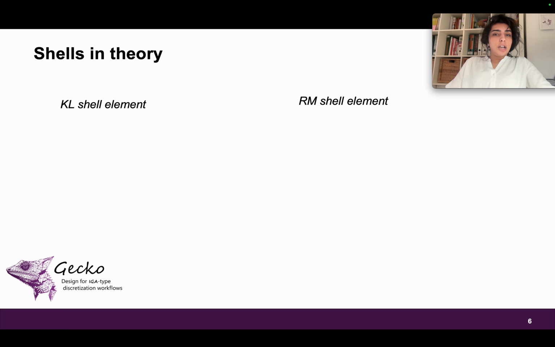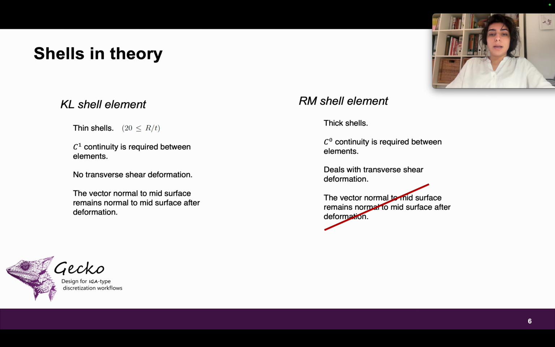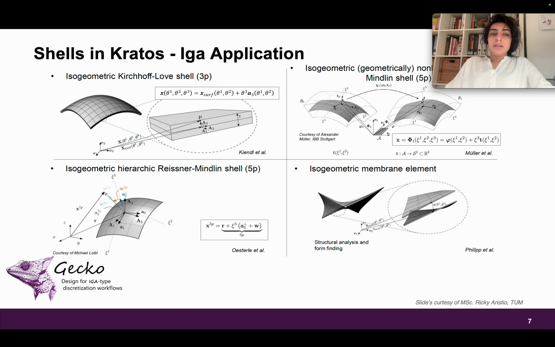So which kind of shell did we start with though? We have two famous ones, the Kirchhoff-Love and the Reissner-Mindlin, and the choice was to go with the Reissner-Mindlin shell, since it deals with both thick and thin shells, and also it deals with the transverse shear deformation.